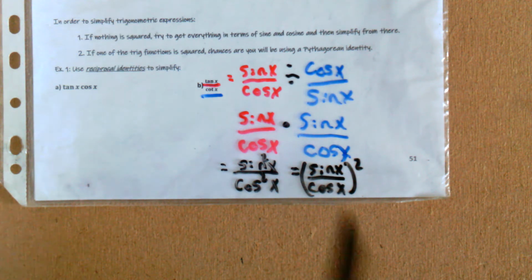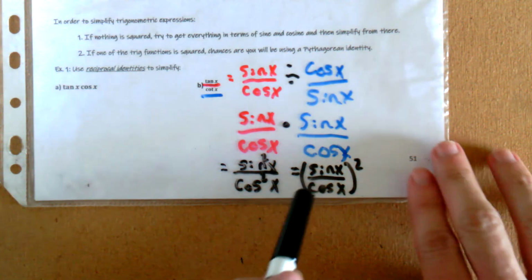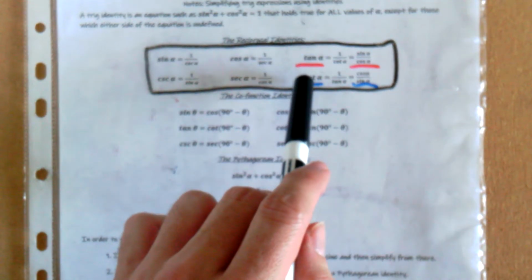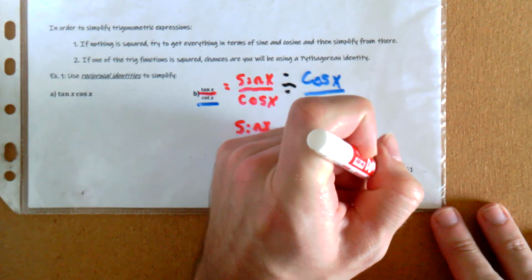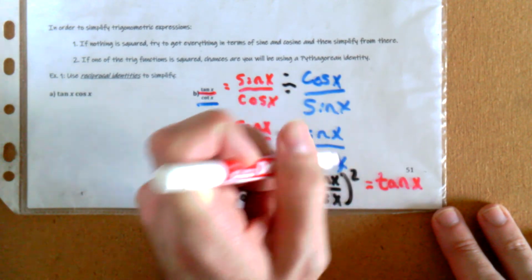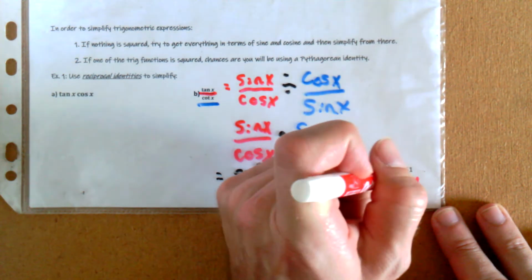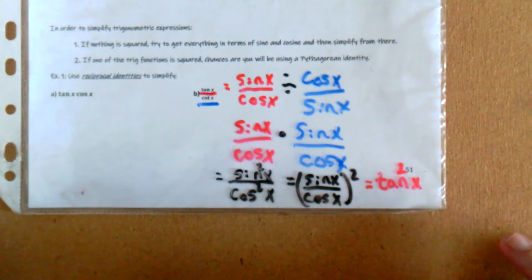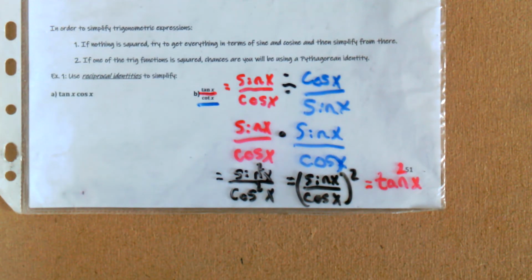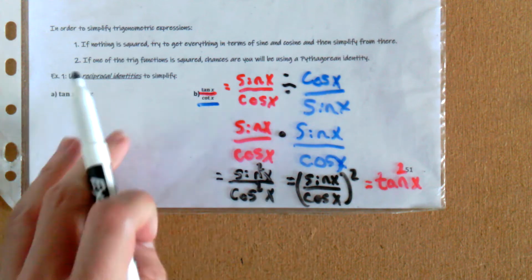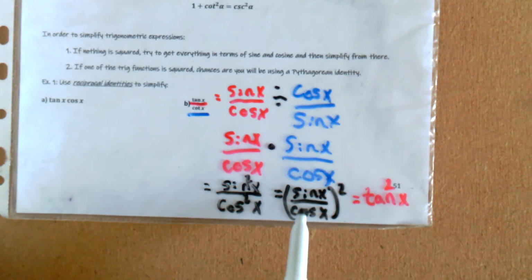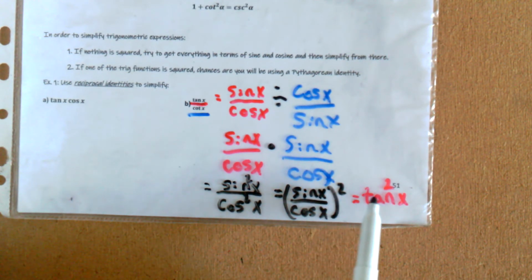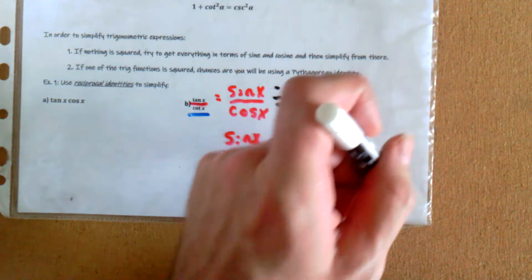Okay, now sine over cosine looks familiar. Remember that sine divided by cosine is the same thing as tangent. So we can actually write our answer as tangent squared, because our fraction is squared. Again, since sine divided by cosine is the same thing as tangent, I rewrote sine over cosine as tangent. Since it's squared, we also have to square tangent. So our answer is tangent squared.